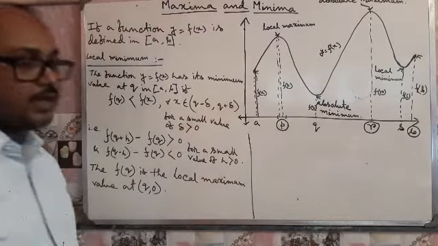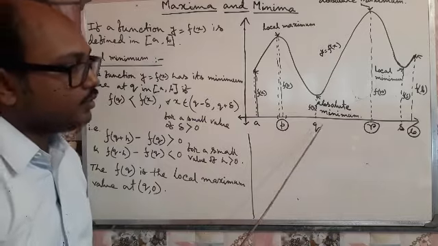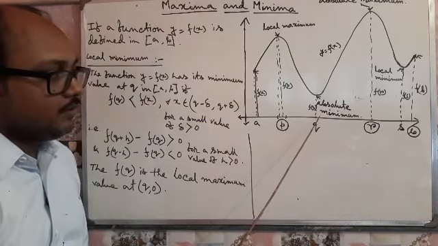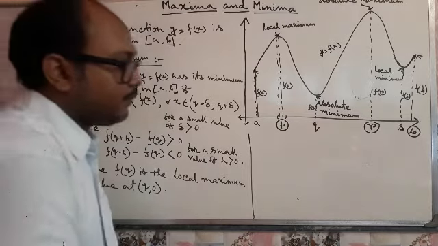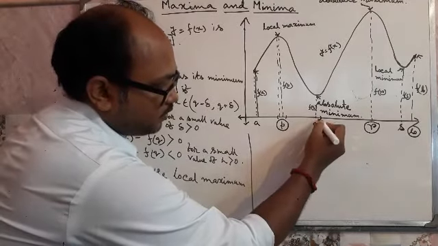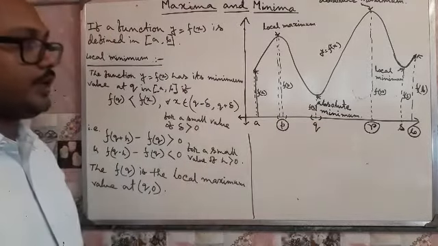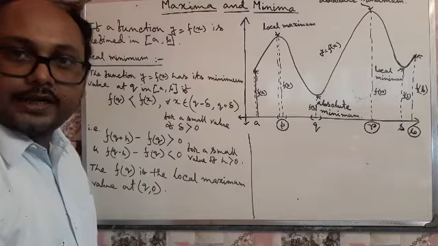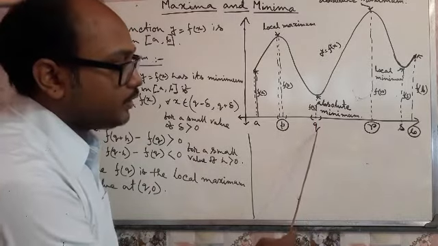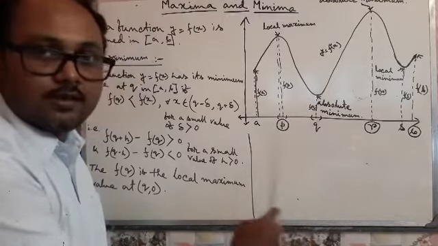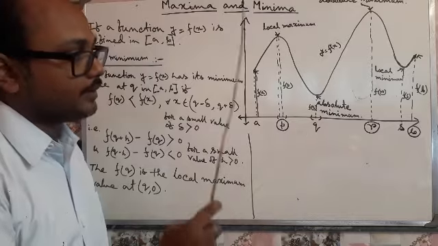That's why f of A is the minimum value here, locally minimum. Again, at the point Q, if we take a neighborhood of Q, that means if we take some points on the left hand and right hand of Q, suppose this is the interval which is denoting the neighborhood of the point Q. In all the points, f of Q, the functional value at the point Q, is the smallest among all the other points in the neighborhood of Q. That's why f of Q is locally minimum here.